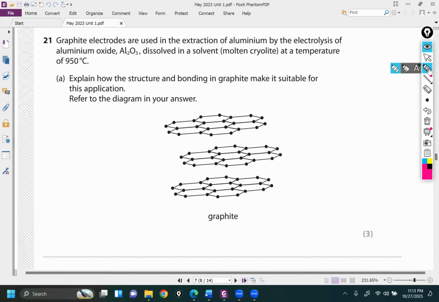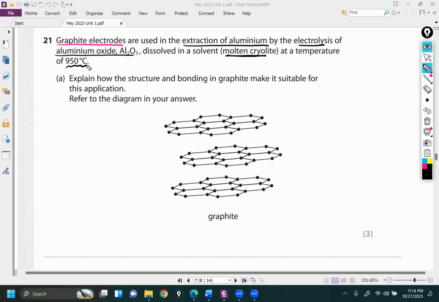Now let's come to the question. Graphite electrodes are used in the extraction of aluminium by electrolysis of aluminium oxide. This aluminium oxide is dissolved in molten cryolite because it is insoluble in water, and to melt it, it needs a very high temperature. Even to dissolve it in molten cryolite, it needs a high temperature, that is 950 degrees centigrade.